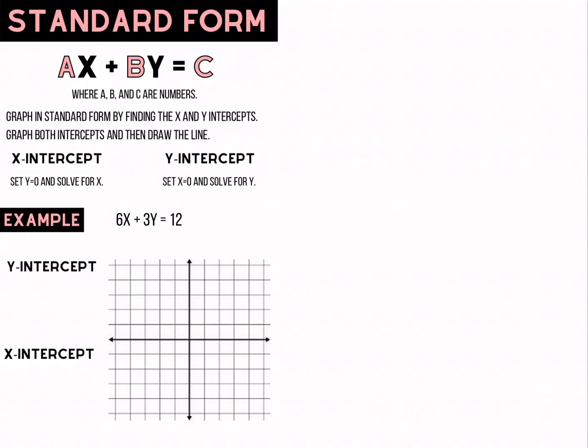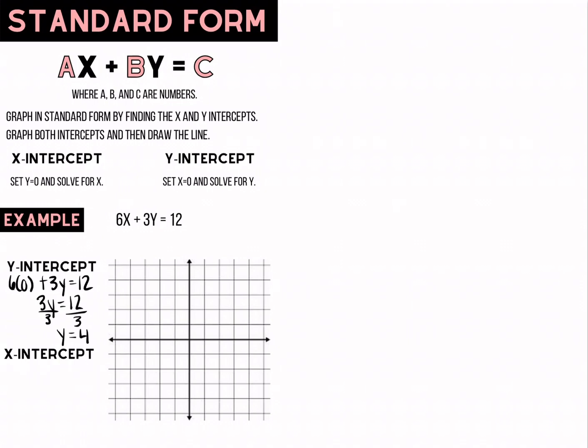With this equation, 6x plus 3y equals 12, we're going to solve for the y-intercept. That means x is 0 and solve for y. 6 times 0 is 0, so I just have 3y equals 12. Divide by 3, y equals 4. That's my first piece, the ordered pair x is 0, y is 4.